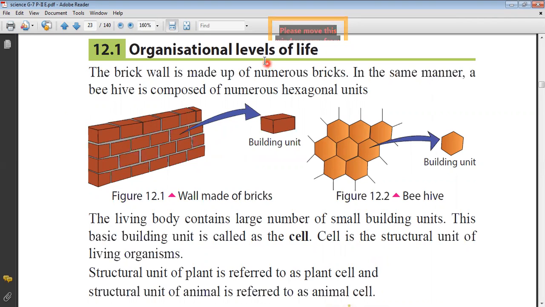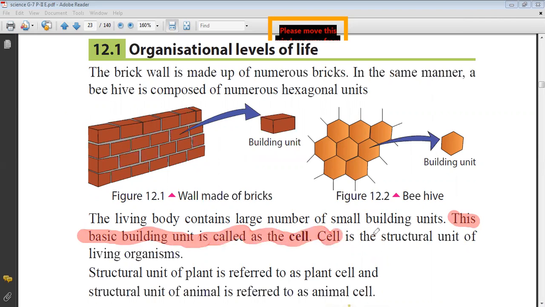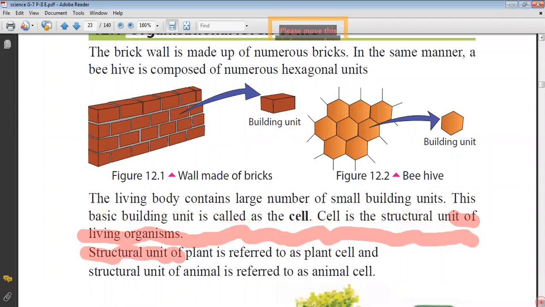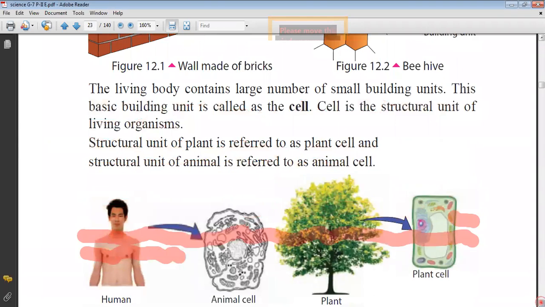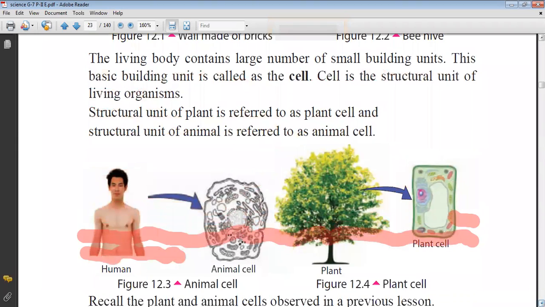Let me highlight that for you. So the living body contains a large number of building units. These building units are known as cells. A cell is the structural unit of a living organism. The structural unit of a plant is referred to as a plant cell. The structural unit of an animal is referred to as an animal cell.